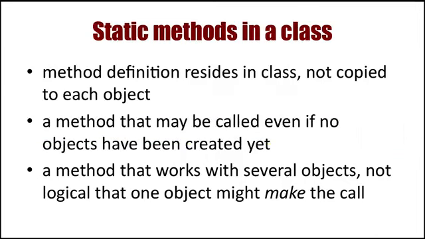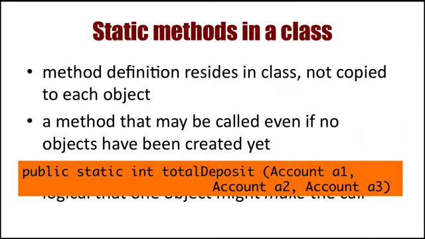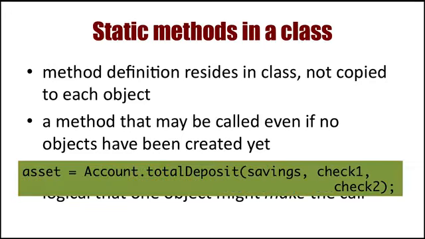Another reason for creating a static method might be to reflect that a particular method, though part of the behavior of the class, uses more than one object. It may make sense to call it this way, again, using the class name.